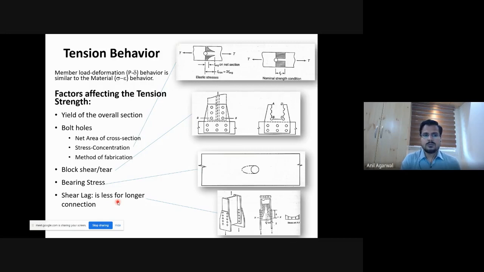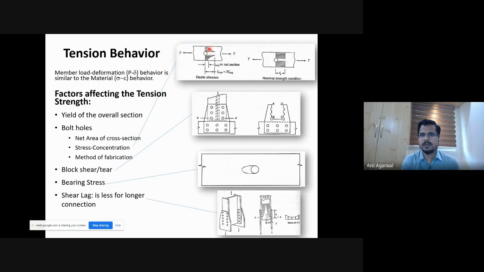We will start with the first 2: the yielding of the overall section, and when you have a reduction in the cross-section due to bolt holes, then we talk about net area rupture. And we don't worry about the net area yielding. Fine. Do you understand the difference between net area and gross area or overall section?